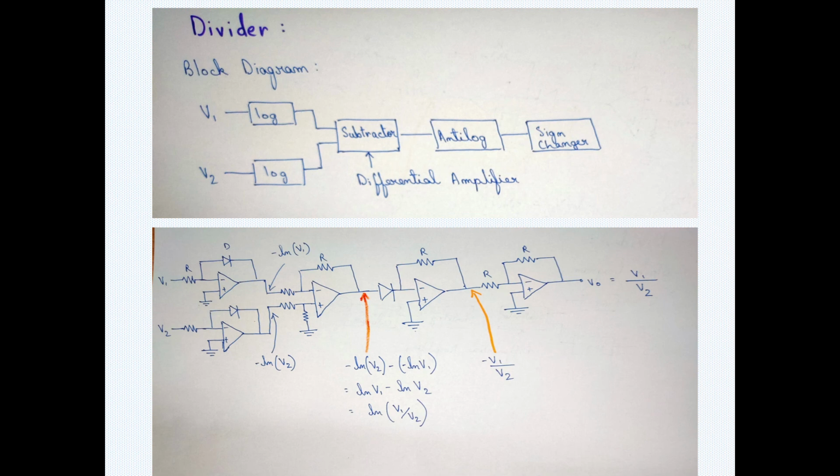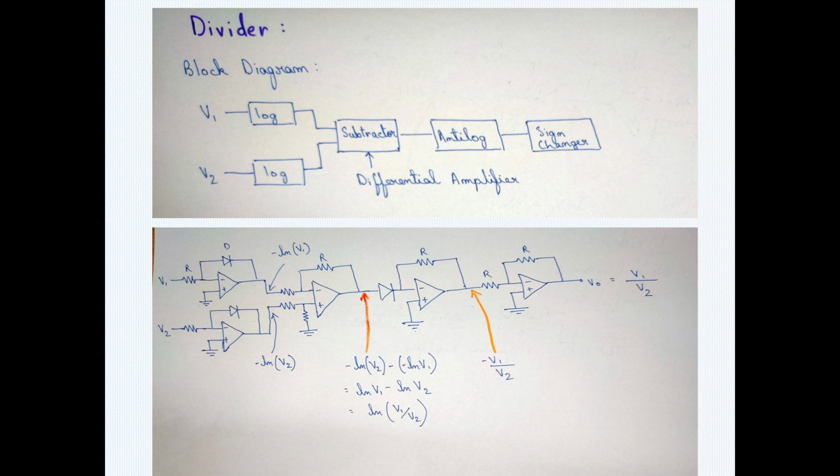Op-amp divider circuit. So we have the block diagram here. The only difference between the divider and the multiplier is that in the divider, instead of the adder circuit, we'll use the subtractor circuit, which is basically the differential amplifier. The rest of the block diagram will be the same. The rest of the circuit will be the same. The only difference will be that instead of the adder, we will use a subtractor.